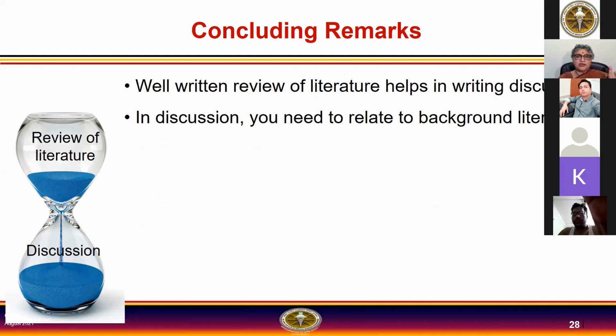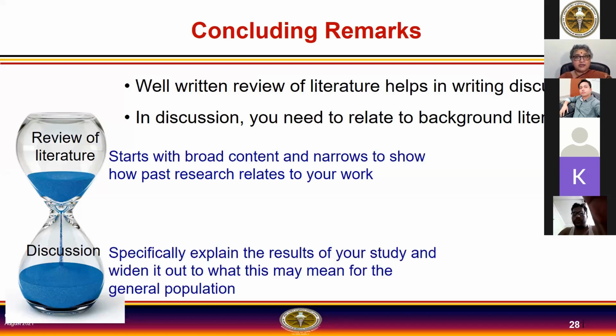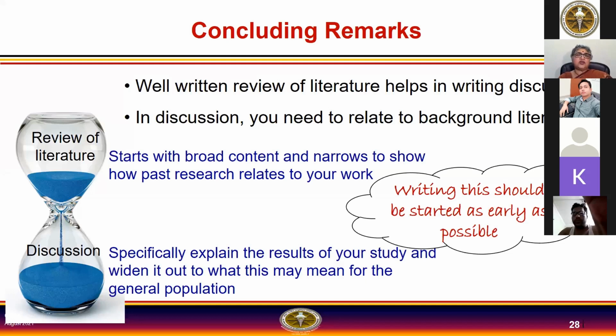So I'm concluding by saying a written review of literature helps in writing the discussion also. In the discussion, you may need to relate to background literature. The review of literature actually leads into the discussion, because from broad content, it narrows to show how the past research relates to your work. And in discussion, how the results of your study relate to the general population at large. So this will really help you, and you should start writing this as early as possible.